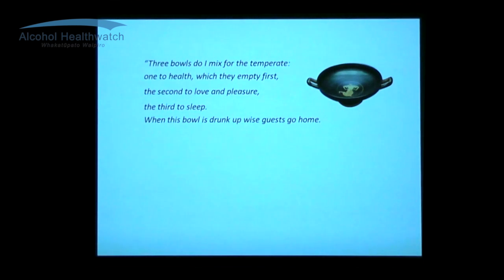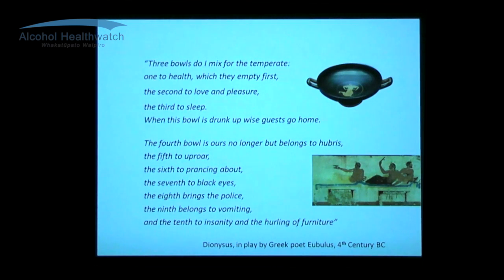And you can relate that to that chart of the effects of blood alcohol on your behaviour and your thinking. But this is what happens. The 4th bowl is ours no longer, but belongs to hubris, the 5th to uproar, the 6th to prancing about, the 7th to black eyes, the 8th brings the police, the 9th belongs to vomiting, and the 10th to insanity and the hurling of furniture.